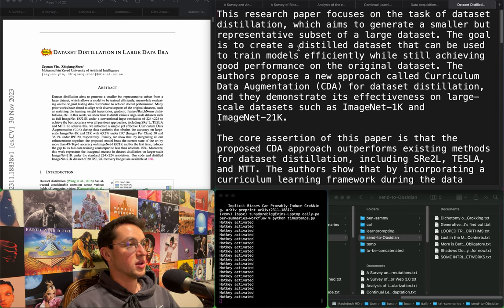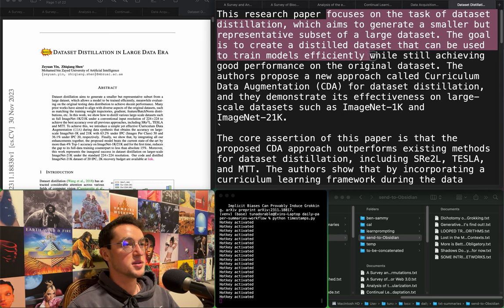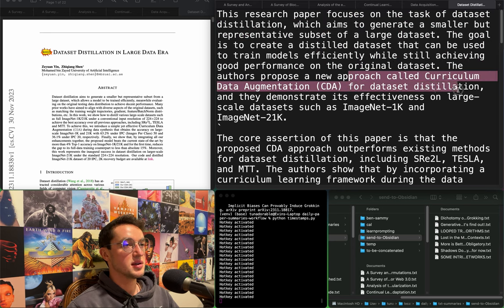Dataset distillation in the large data era. Focus on the task of dataset distillation, which aims to generate a smaller but representative subset of a large dataset. The goal is to create a distilled dataset that can be used to train models efficiently while still achieving good performance on the original dataset. The authors propose a new approach called curriculum data augmentation for dataset distillation, and they demonstrate its effectiveness on large-scale datasets such as ImageNet-1K and ImageNet-21K.